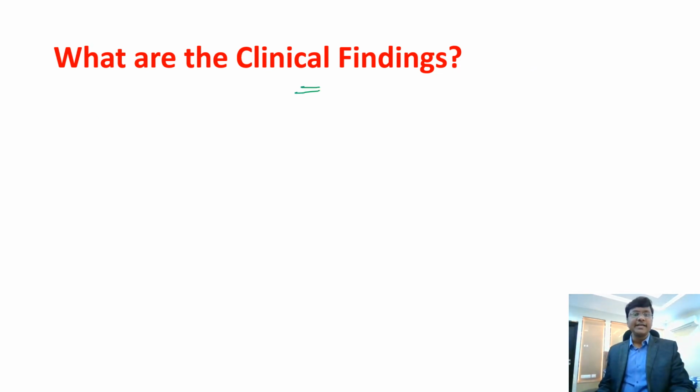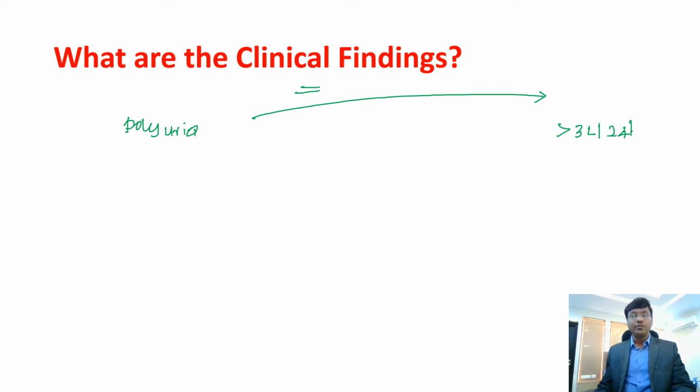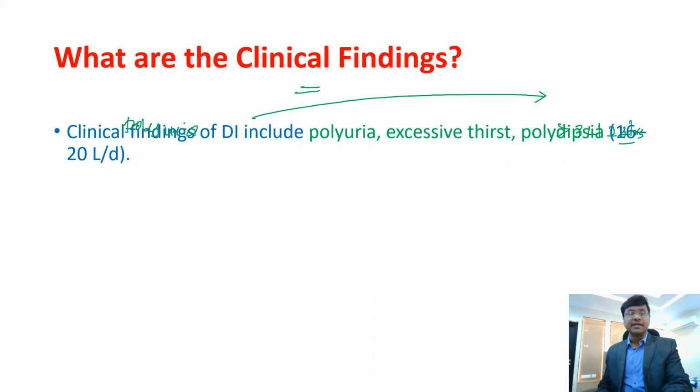Now, what are the clinical findings of nephrogenic diabetes insipidus? Right, it is more or less the same as central diabetes insipidus. What is that? There will be excessive excretion of water in the form of urine. So there will be polyuria. Now you should also know, when do we use this word polyuria? When the individual excretes more than 3 liters per 24 hours, then we use the word polyuria. Right, and other important clinical manifestations include excessive thirst.